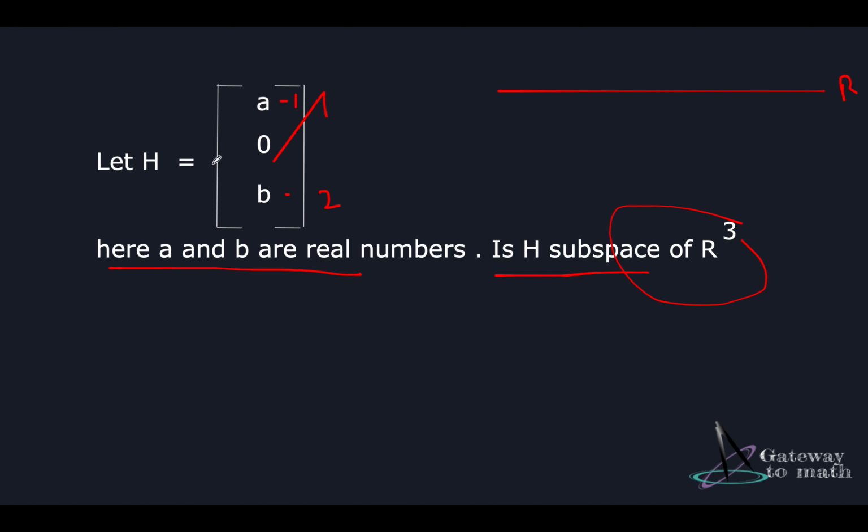So, to answer the question, is H a subspace of R cubed? Yes, it is. And it is a three-dimensional space because you have three entries, and each one represents one dimension when you are representing them in the form of a matrix. So yes, H is a subspace of R cubed, and I just proved why it is.